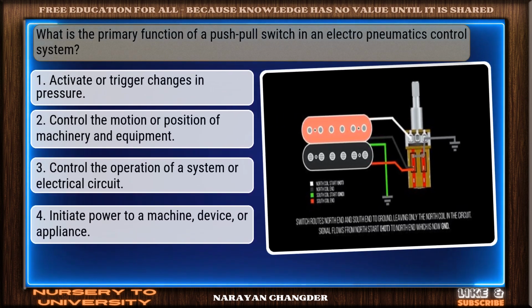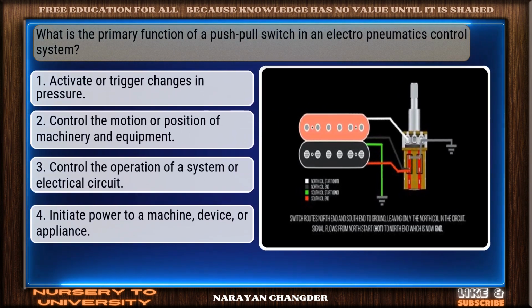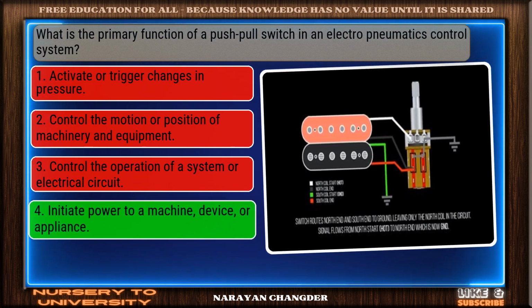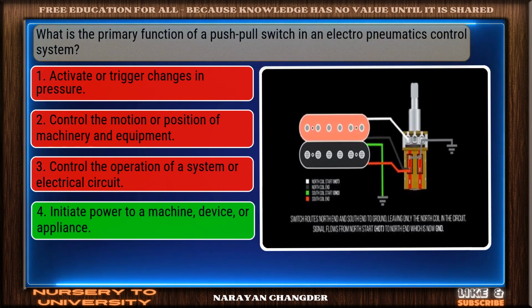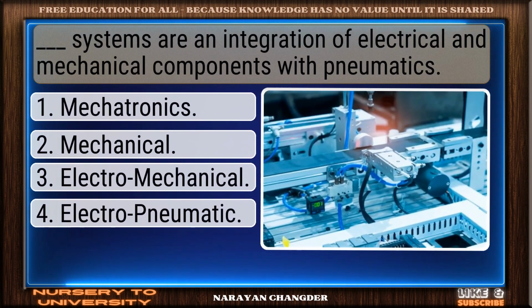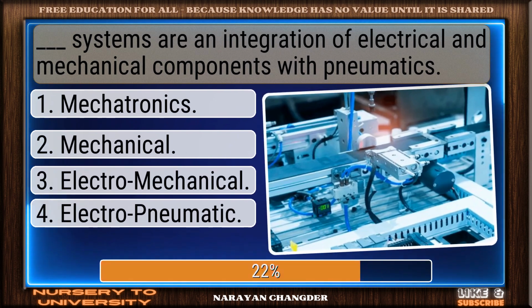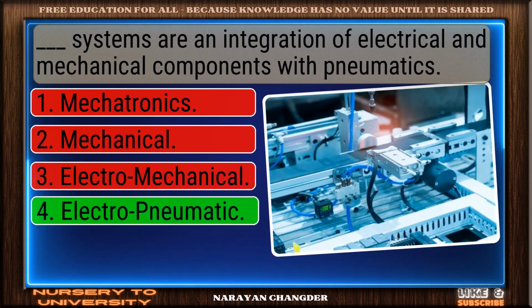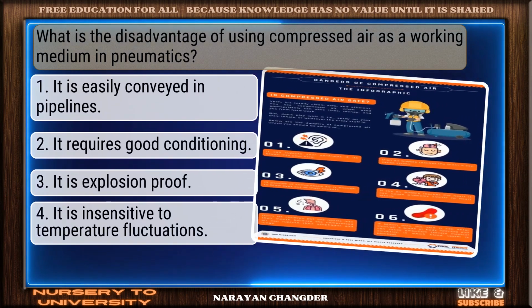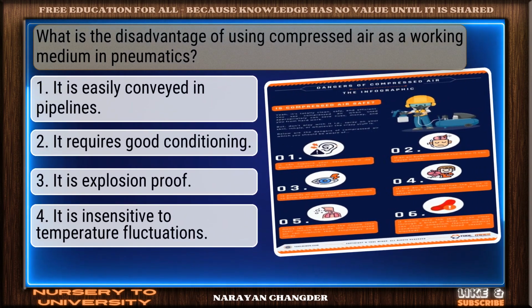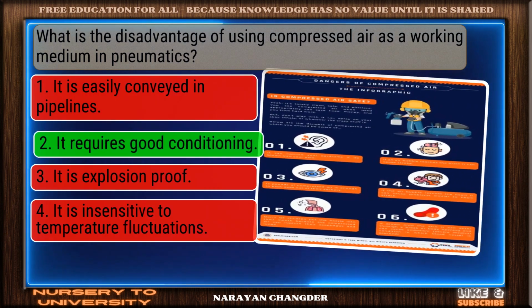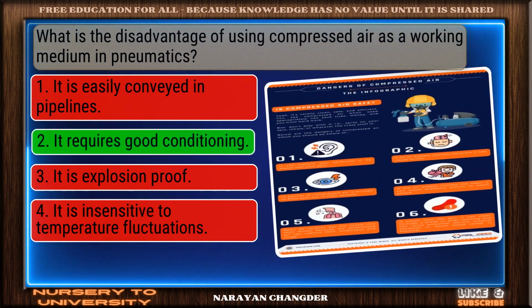What is the primary function of a push-pull switch in an electro-pneumatics control system? Well done. Initiate power to a machine, device, or appliance is the right choice. Dash systems are an integration of electrical and mechanical components with pneumatics. Bravo! Electro-pneumatic is the answer. What is the disadvantage of using compressed air as a working medium in pneumatics? Nice selection. It requires good conditioning is the correct and valid answer.